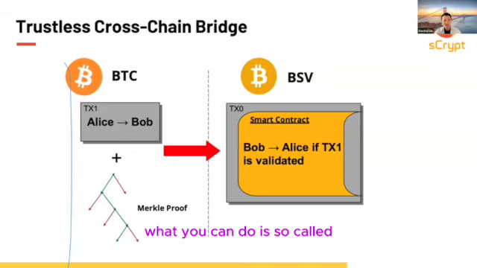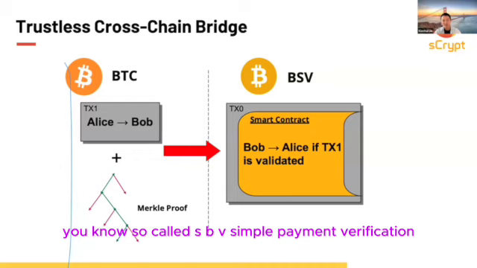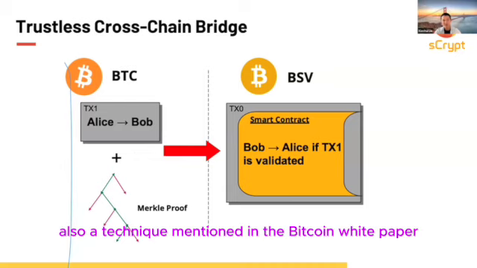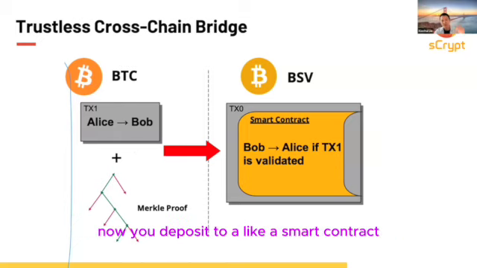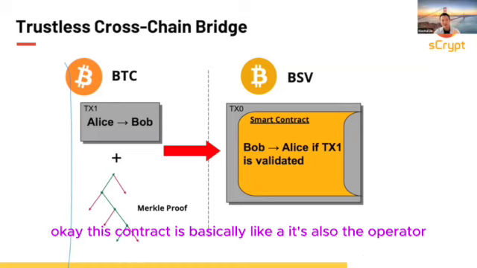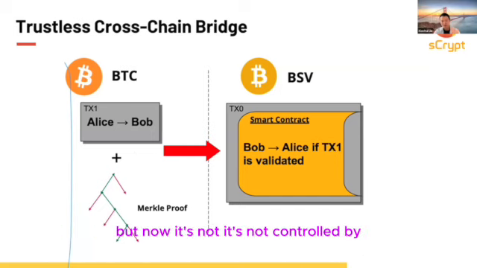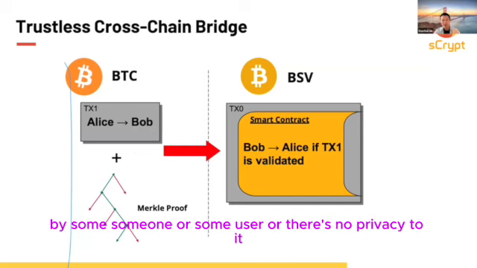What you can do is so-called SPV, simple payment verification, also a technique mentioned in the Bitcoin white paper. So instead of depositing to somebody's address, now you deposit to a smart contract. Okay, this contract is basically also the operator, but now it's not controlled by someone or some user. There's no private key to it.